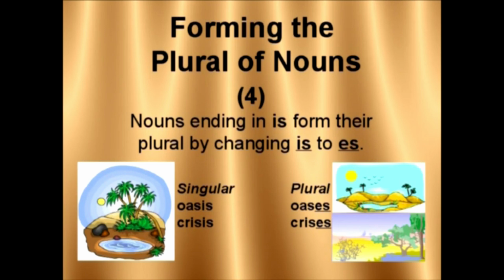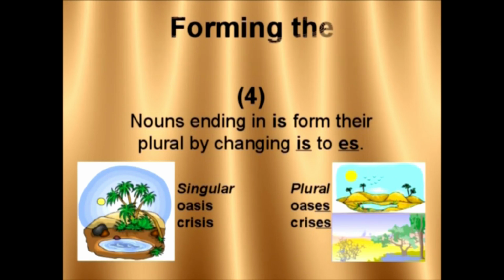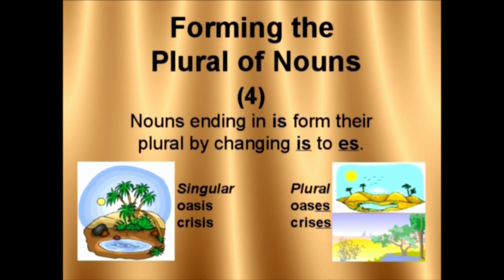Number 4. Nouns ending in is form their plurals by changing is to es. For singular, oasis. For plural, oases. Crisis, crises.